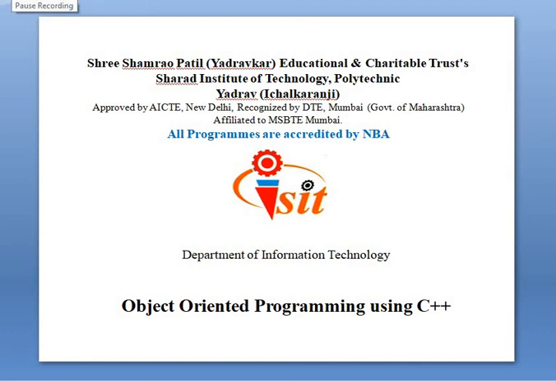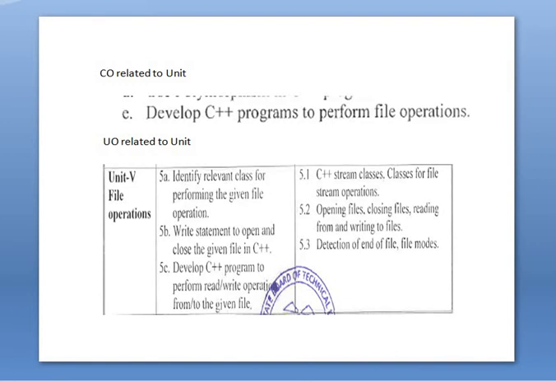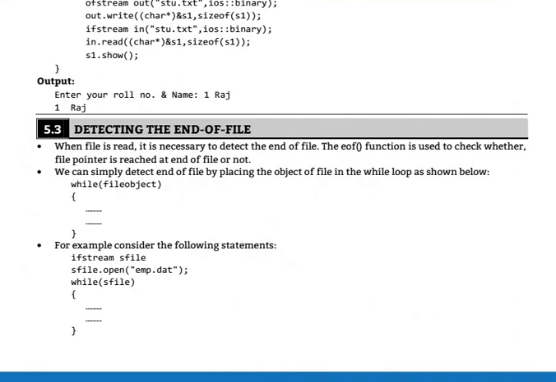This is the lecture of object oriented programming using C++. As we started our last unit, unit 5, file operations, which carries 8 marks. The CO related to this unit is, after completion of this unit, you will be able to develop C++ programs to perform file operations. And in this session, we will see the last point of this unit and of this course. The last point of this object oriented programming using C++ course and 5th unit is detecting the end of file.